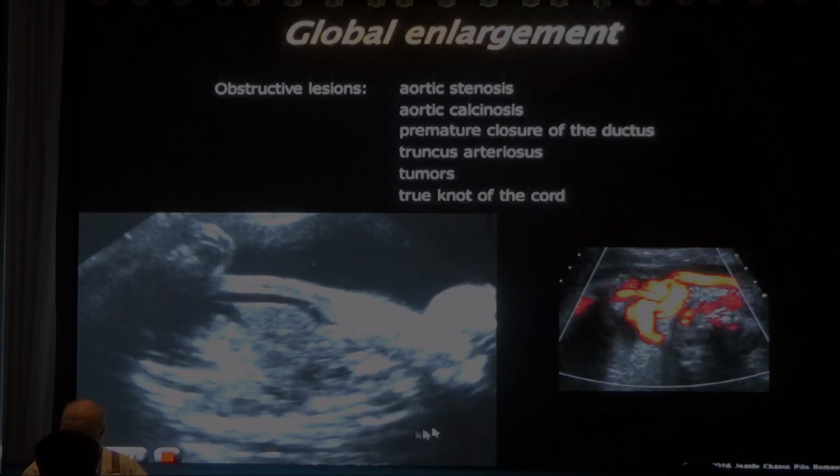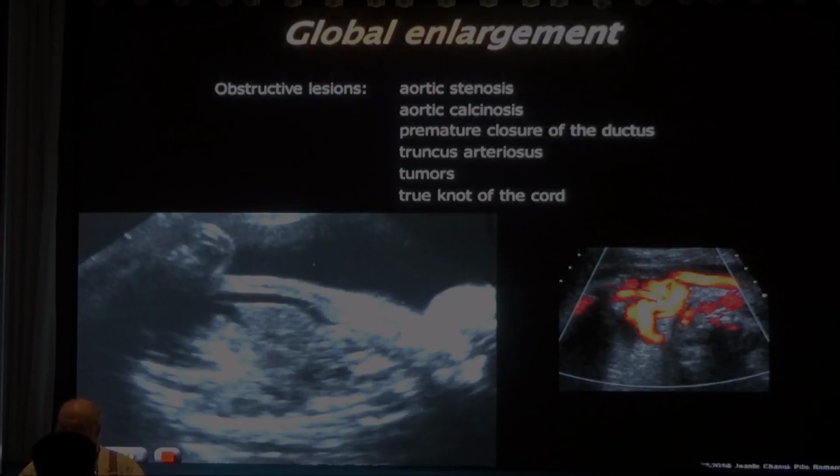Or you may have a true knot of the cord that is tight. One percent of babies have a true knot of the cord. Very few have a tight true knot. So if you see cardiomyopathy or cardiomegaly, also look at the cord.